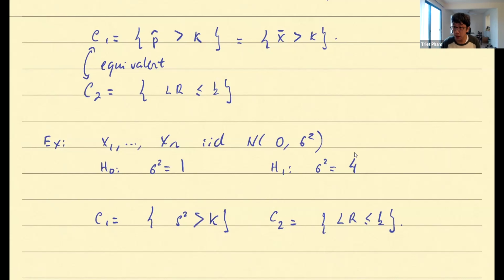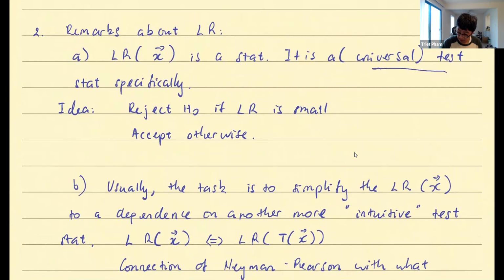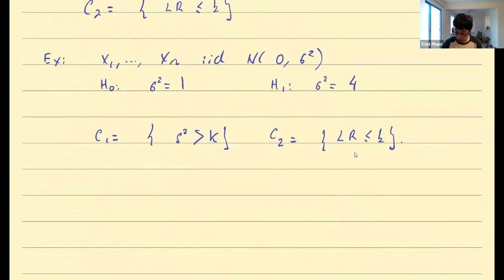That is exactly why I say it's a universal test step. You always reject when it's small. It's that simple. But of course, because of the relation and how things play out, this same region may correspond to different C1, depending on how these numbers play out. Let's do this. So again, equivalent.